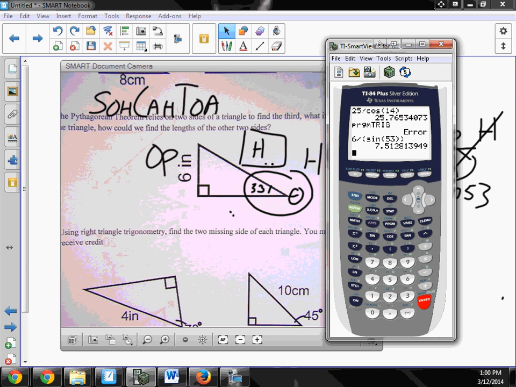Type it in correctly, or you'll get the wrong answer. If you didn't get what I got, you're wrong. You don't need to break your calculator over it.